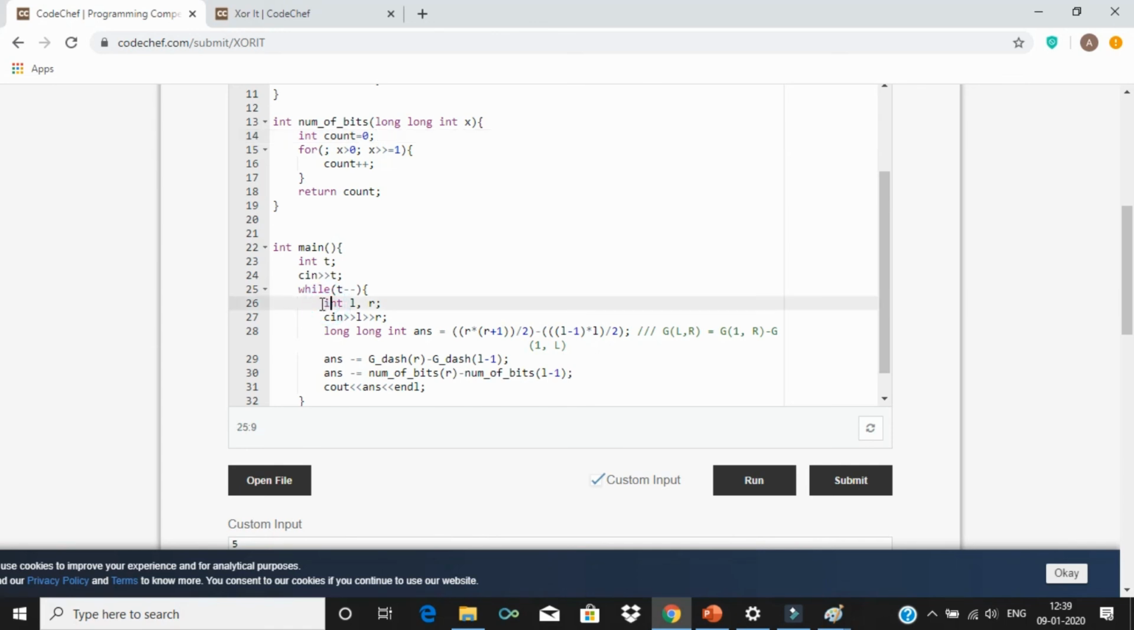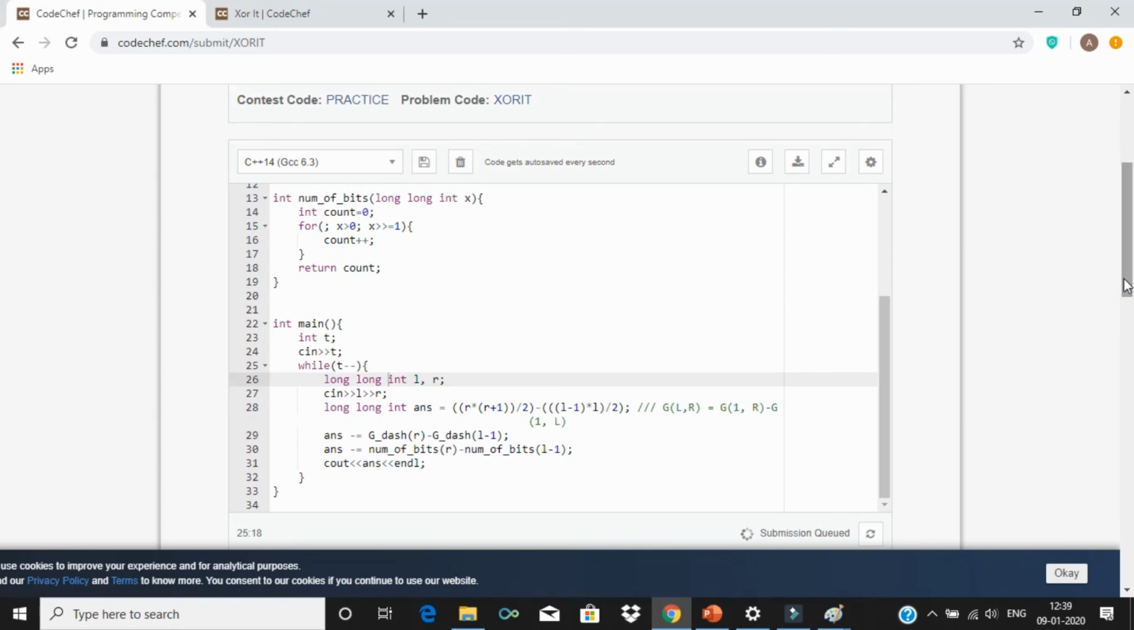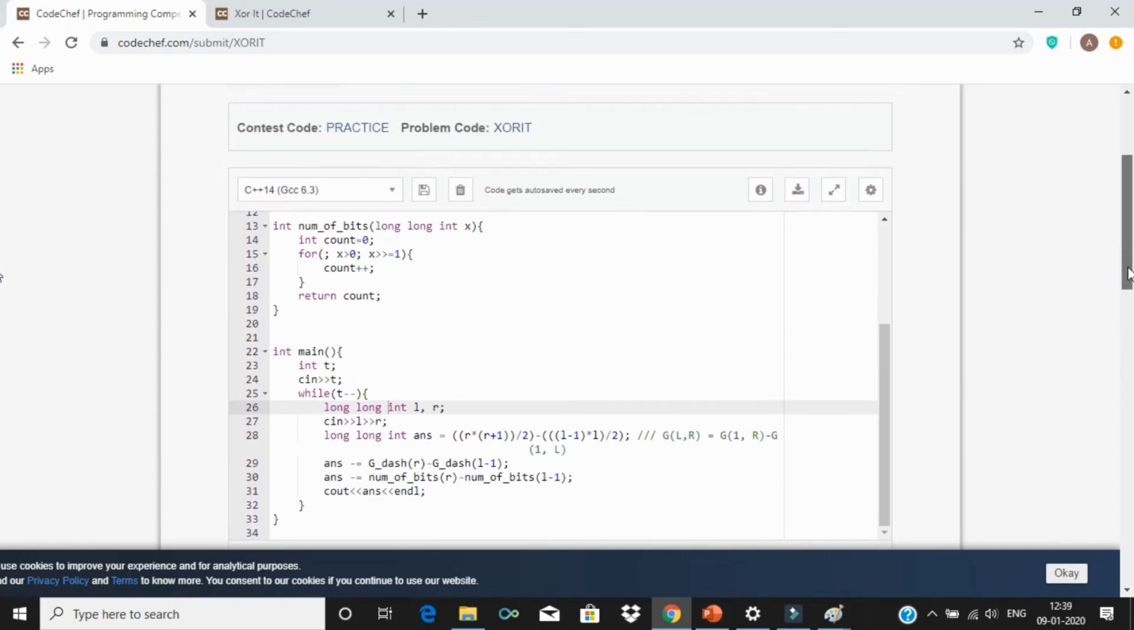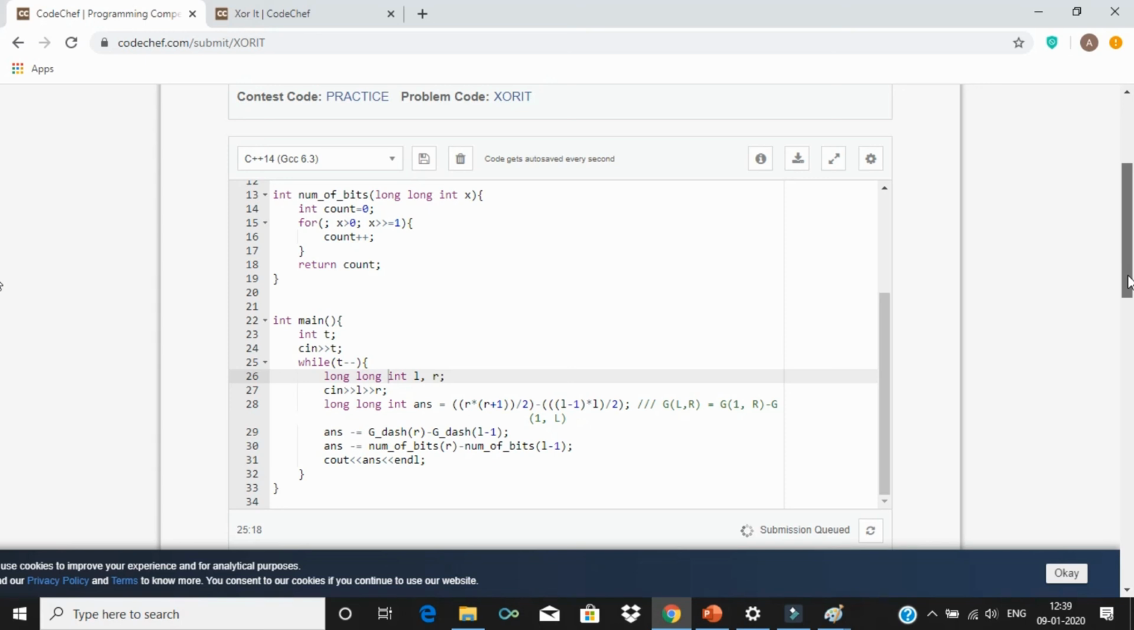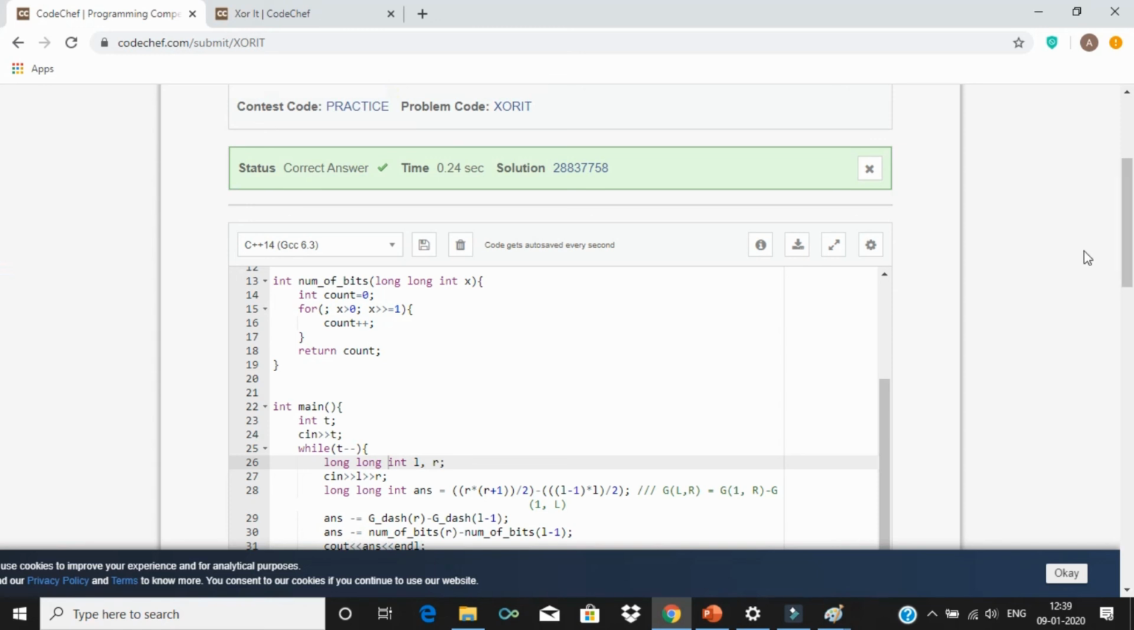Oh, L and R are in the range of 10 raised to power 9, and int cannot accommodate such large values, so this should be a long int. So let's try submitting this problem this time. You must always try to make your code completely correct and not prone to errors. So this is the correct answer.